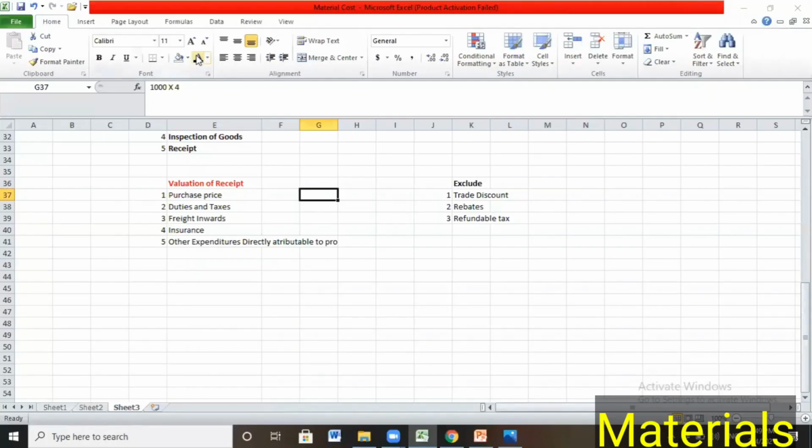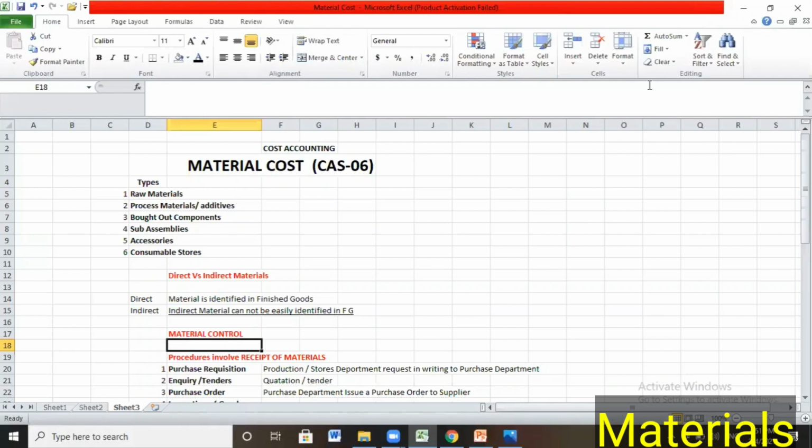For example, suppose we are purchasing 1000 quantity at the rate of rupees 4, that amount will become 4000. Additional duties or charges on it are 400, then freight inward is 50, insurance is 50, and other expenses are 10. So the total is 4510. This should be considered as your valuation of receipt, excluding trade discount, rebate, and refundable tax.